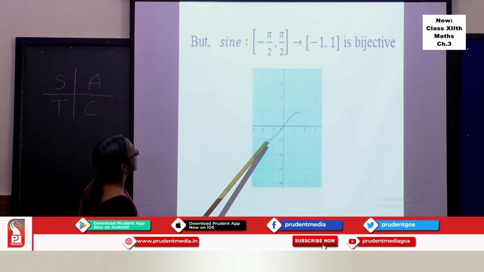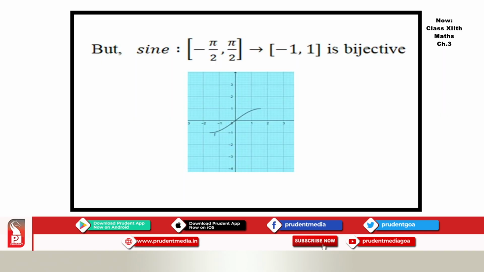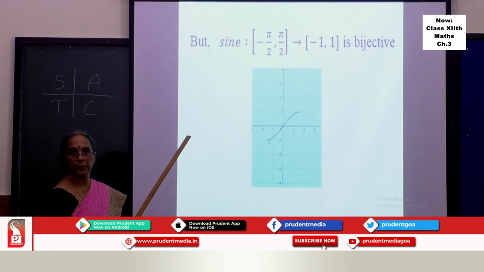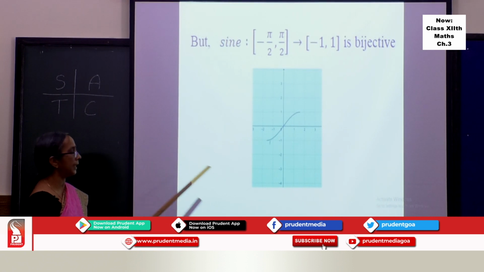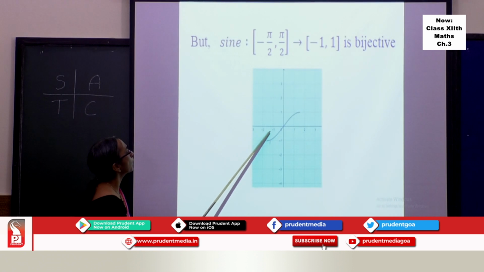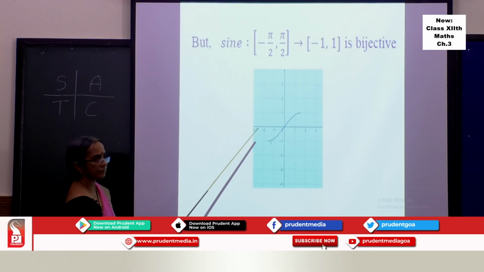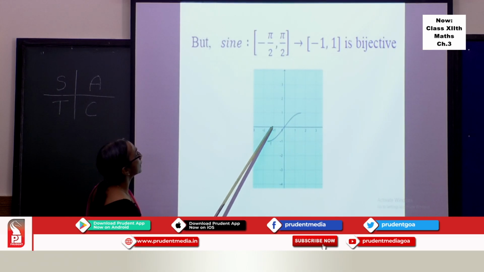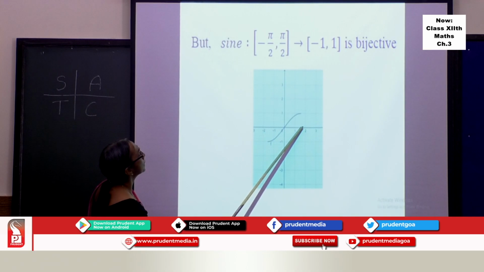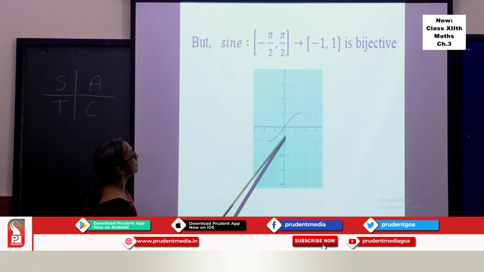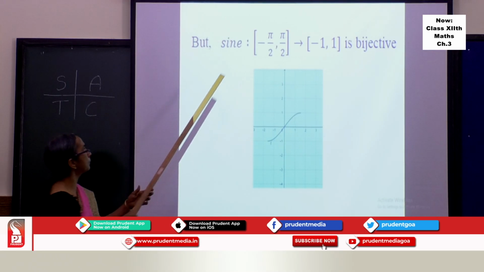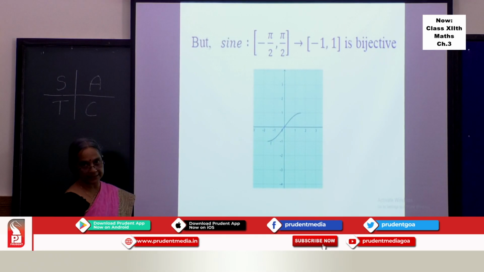Here you can see the x value. It is approximately 1.57, approximately pi, which is 3.14, divided by 2, not exact. So, this is pi by 2, and here you can see minus pi by 2, here plus pi by 2, and the y value is varying between minus 1 and 1. This is the graph of the sine function, which is bijective.